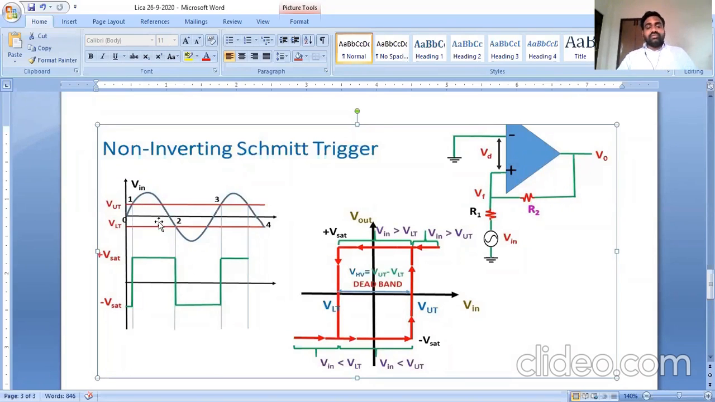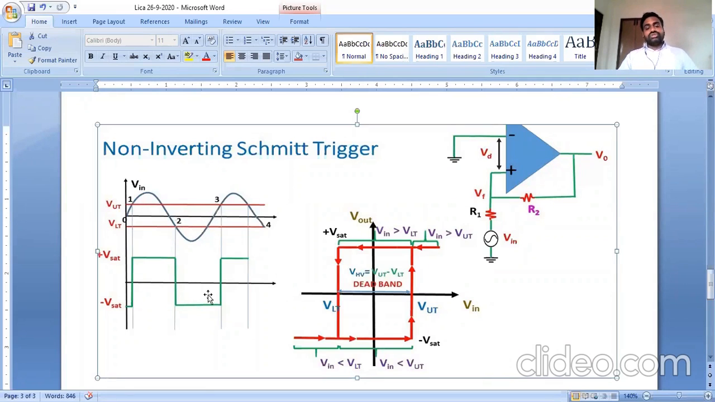After the input voltage comes in contact with the lower threshold value, at that condition the output starts moving towards negative saturation, or low. Here the input voltage is greater than the lower threshold value, and at that condition we have negative saturation. This condition of negative saturation will exist until the input voltage comes into contact with the upper threshold value.